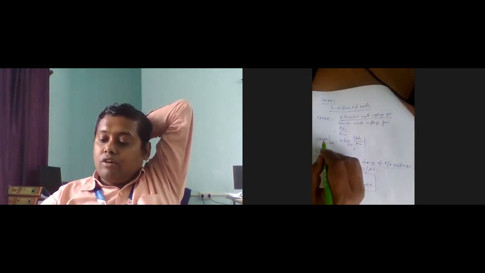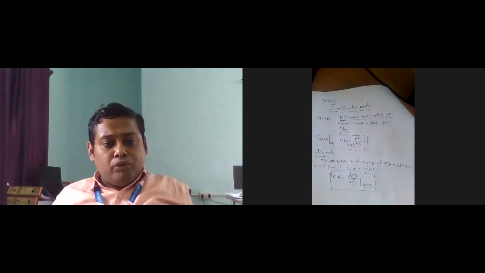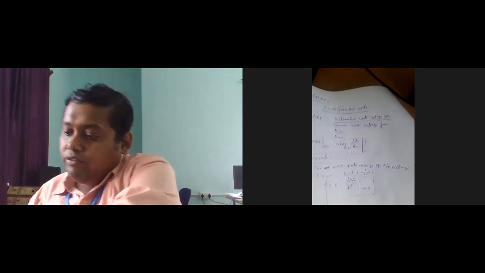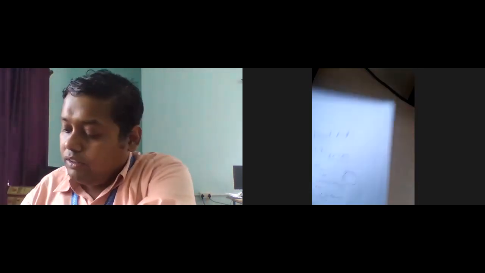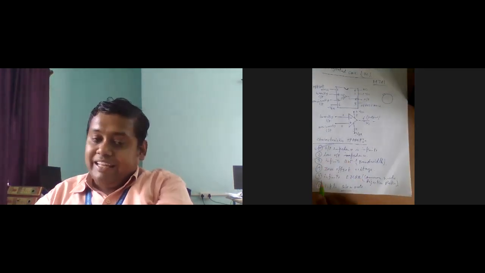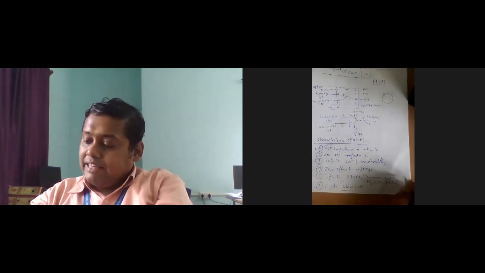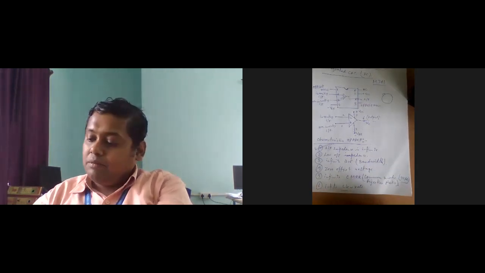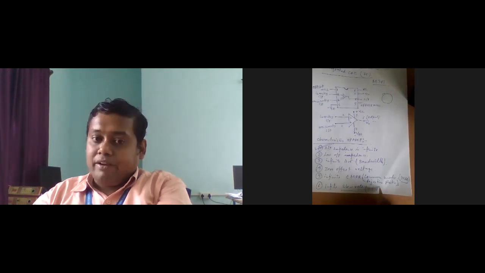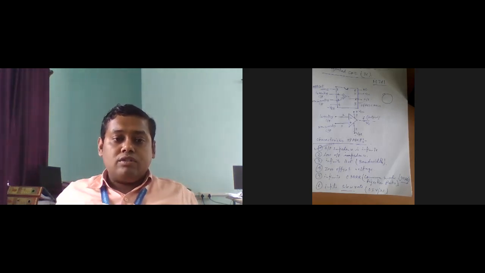So CMRR is the differential mode voltage gain to common mode voltage gain. And how do we find out the differential mode voltage gain to common mode voltage gain? We will discuss in the next class. So in the properties, please note it down. Ideally the common mode rejection ratio is infinite, but practically it is 90 decibel, and the slew rate is 0.5 volt per microsecond. Okay, so this value is considered here.